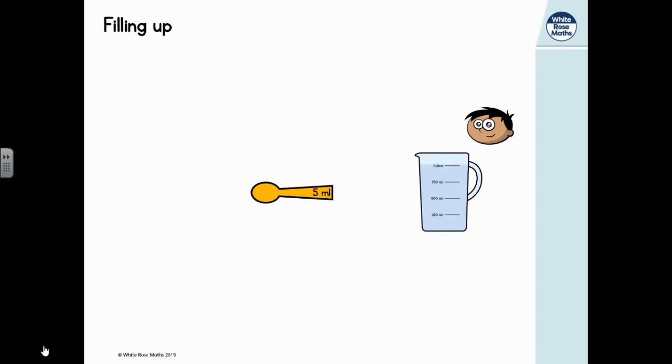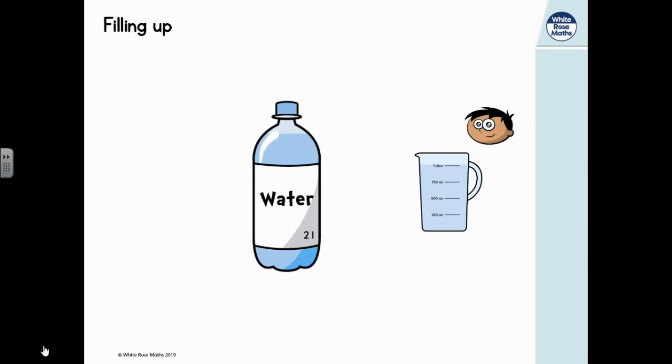What about a 5 millilitre teaspoon? Should he use his 1 litre jug to fill a 5 millilitre teaspoon? No. You need something much smaller so you can be accurate, Amir. What about this 2 litre water bottle? What do you think? Yes, I think a 1 litre jug is a good idea if you're filling a 2 litre water bottle. Although, you'll have to tip the water in and then fill the jug again and tip it in again if you'd like the water bottle to be full.